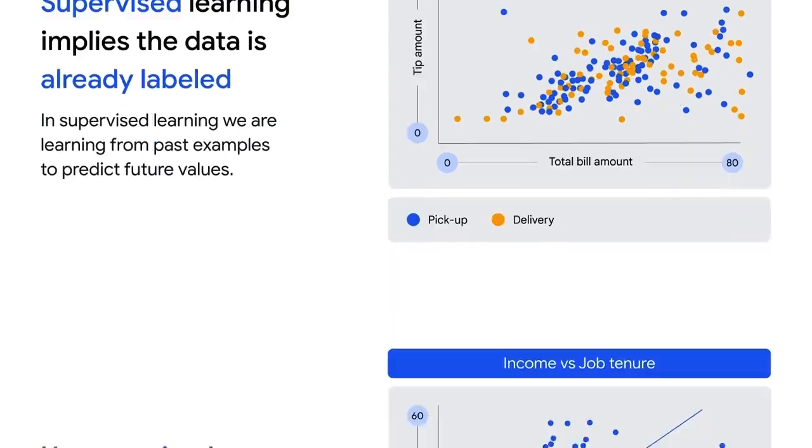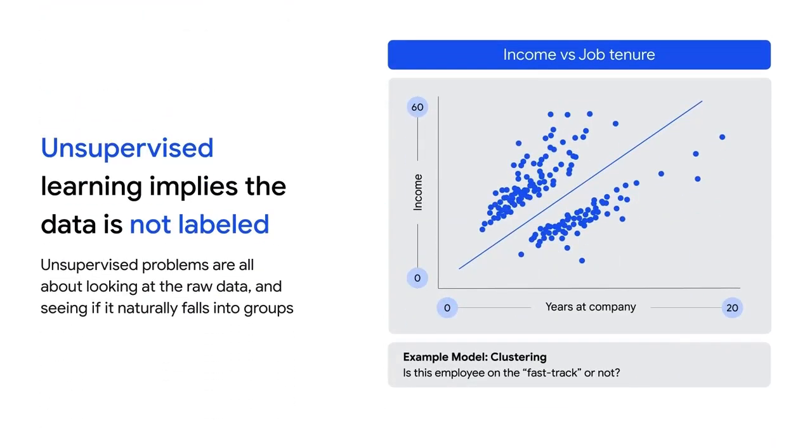They work hard. This is an example of the sort of problem that an unsupervised model might try to solve. Here, you want to look at tenure and income, and then group or cluster employees to see whether someone is on the fast track. Nice work, blue shirt. Unsupervised problems are all about discovery, about looking at the raw data and seeing if it naturally falls into groups.